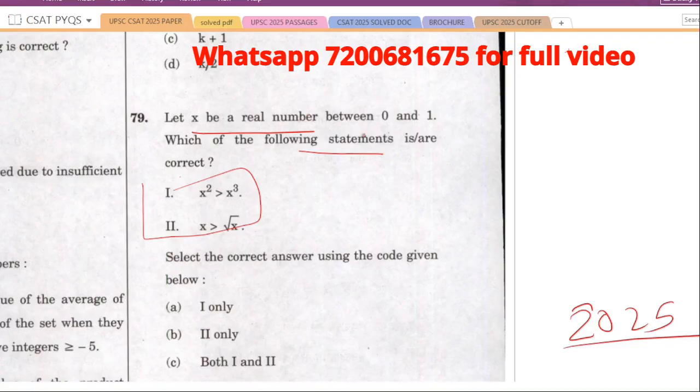So for this one, because it is between 0 and 1, you simply take any number, suppose x is 1 by 2. So what is x square? x square is 1 by 4 and x cube is 1 by 8. This is definitely true. So statement 1 is true.